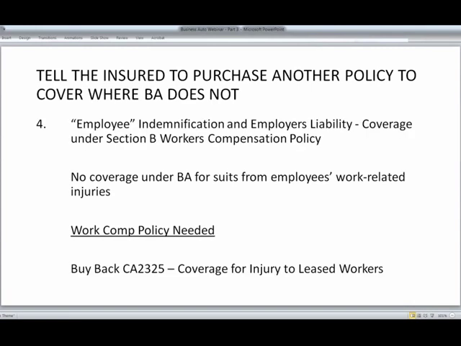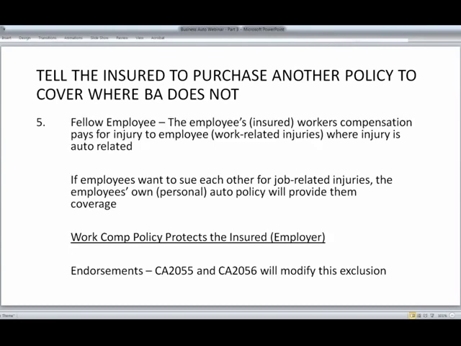Again, even if there's no work comp in place, the employee still is not covered except for the hold harmless agreement that we talked about. You could provide coverage for injured workers under endorsement CA 2325, but I would not recommend doing that. The lease workers' injury should be covered under the work comp policy of the leasing company, and in all states that I'm aware of, tort immunity is extended to the users of these lease workers under all the work comp laws of the states that I'm aware of.